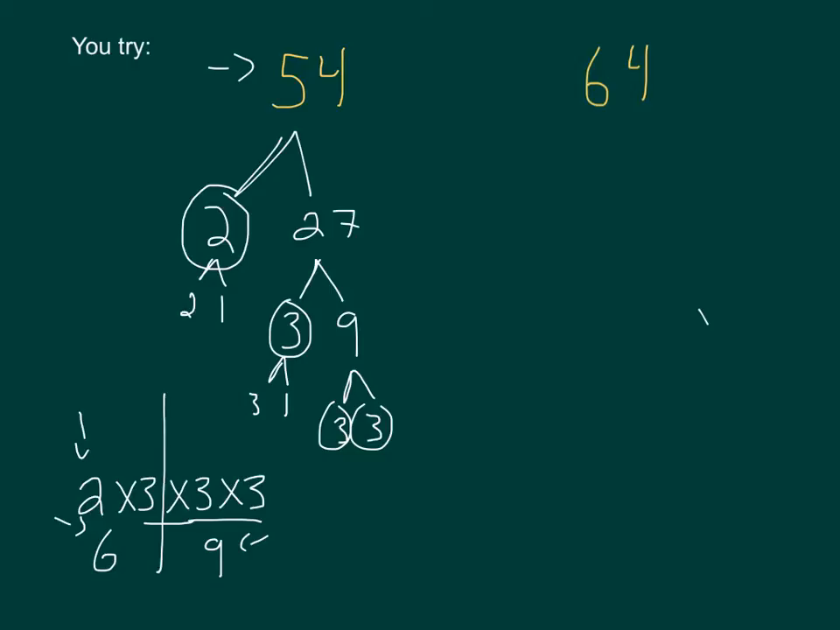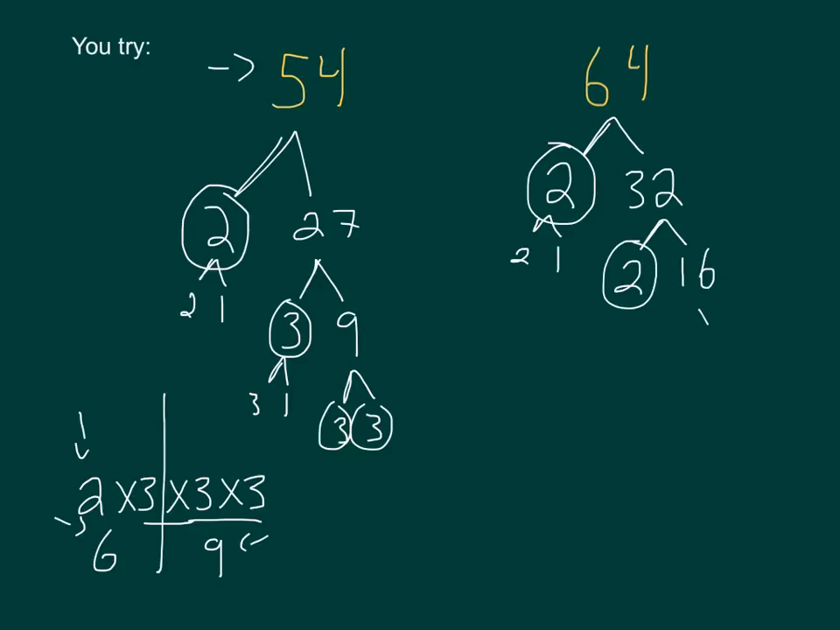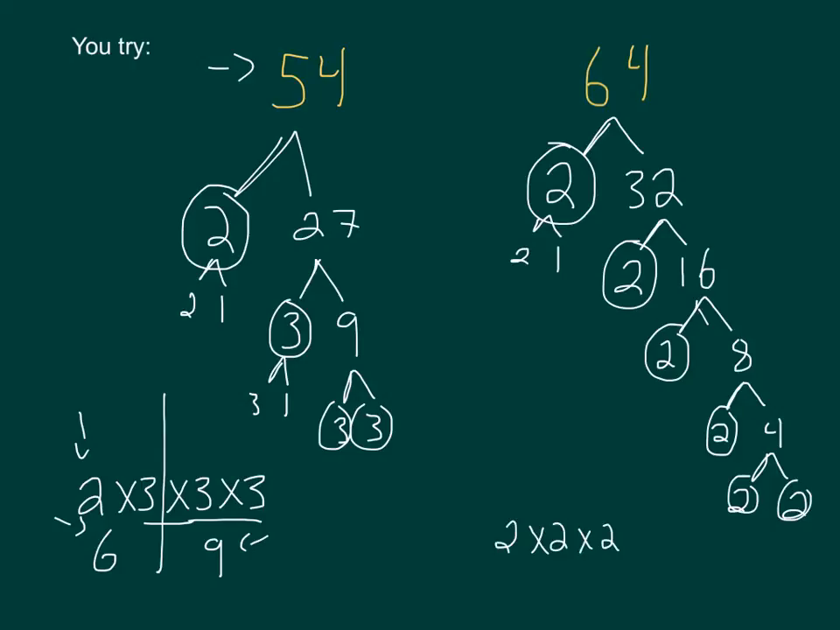So 64. Well, we can break 64 down into 2 times 32. 2 is just 2 and 1, so that's as low as it can go, so that's a prime factor. And 32 can be broken down into 2 times 16, so we have another prime factor in that 2 there. 16 can be broken down into 2 times 8, so another prime factor. And 8 can be broken down into 2 times 4, another prime factor. And finally, 4 is 2 and 2. So now we can say 2 times 2 times 2 times 2 times 2 times 2.